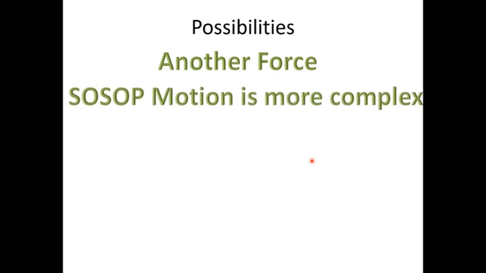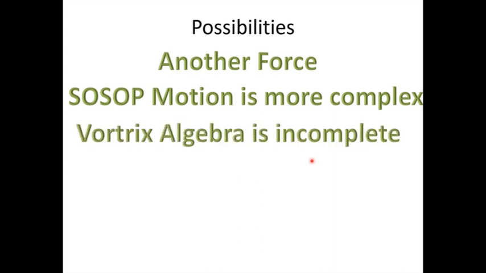The other possibility is that the source motion is much more complex than I gave it credit for, because remember, the source motions do matter. So maybe the source is a lot more complicated in its motions. The other possibility is Vortrix Algebra is incomplete. I don't think so. There are other areas I need to complete as far as understanding what Vortrix Algebra does and its full nature, but as far as representing all the energies, I'm pretty sure all the energies are properly accounted for.